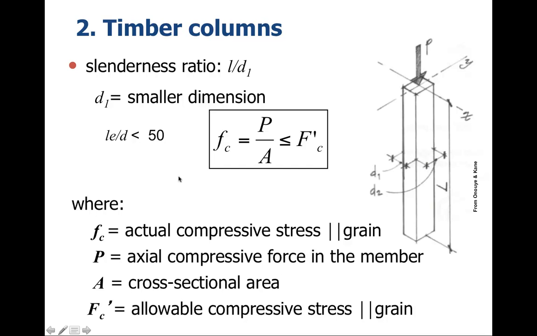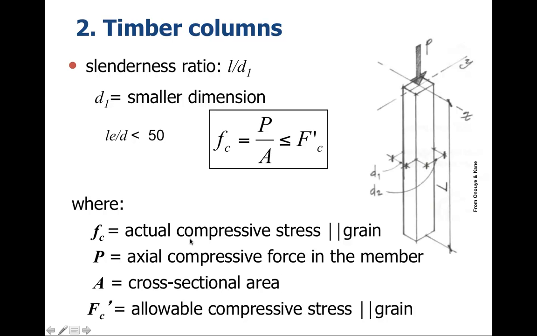Now, if we have, say, the short stubby column, here we have something on the order of F sub C equal to P over A, and it has to be less than or equal to the F sub C, which is allowable compressive stress parallel to grain. One of the things about wood is that it has a much higher crushing strength parallel to grain than perpendicular to grain.